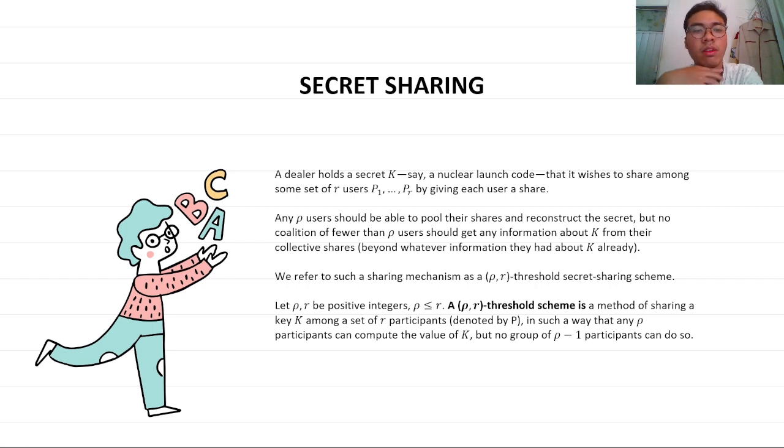So, in another definition, let rho and r be positive integers where rho is less than or equal to r. A rho-r threshold scheme is a method of sharing a key k among a set of r participants denoted by P in such a way that any rho participants can compute the value of k, but no group of rho minus 1 participants can do so.